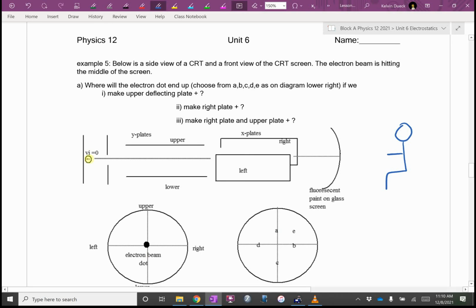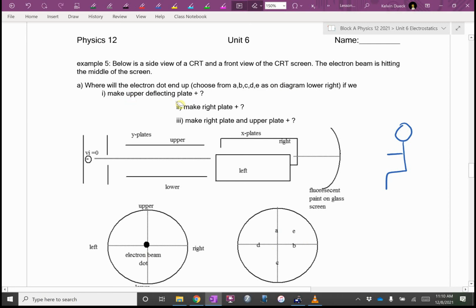So what happens? We send an electron gun from here. When it hits these plates, which are aligned horizontally, it can get deflected up or down. These plates are aligned vertically. It can get deflected left or right. So we can put an electron on this screen wherever we want, just by increasing or decreasing the voltage in either of these plates. Is that all right? So, where will the electron dot end up? Choose from location A, B, C, D, or E.